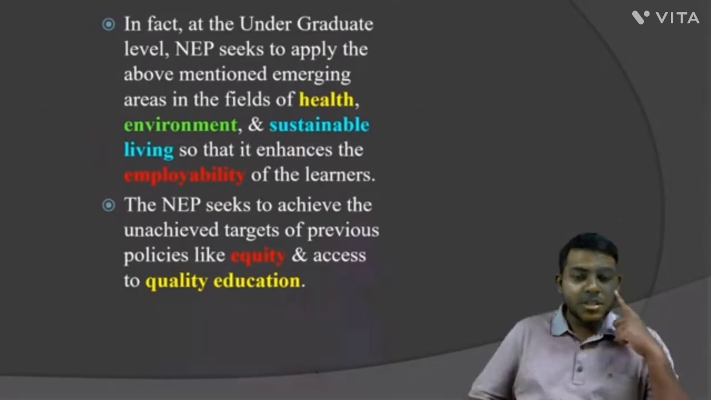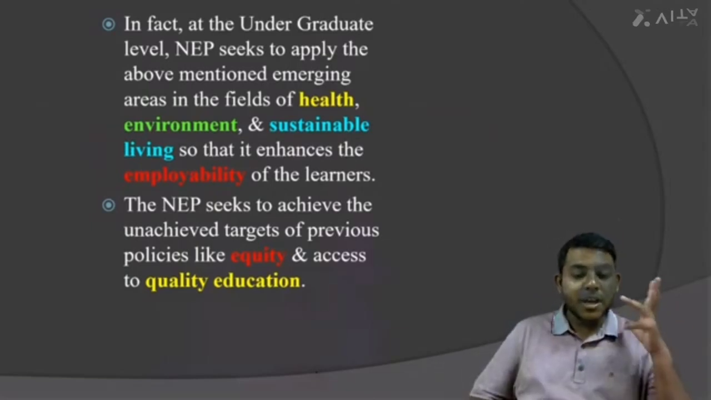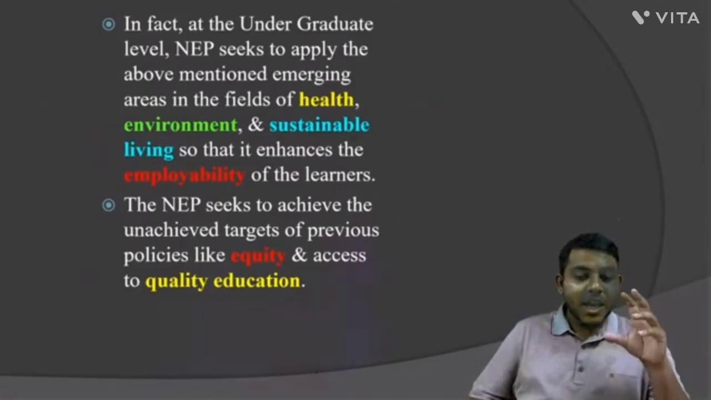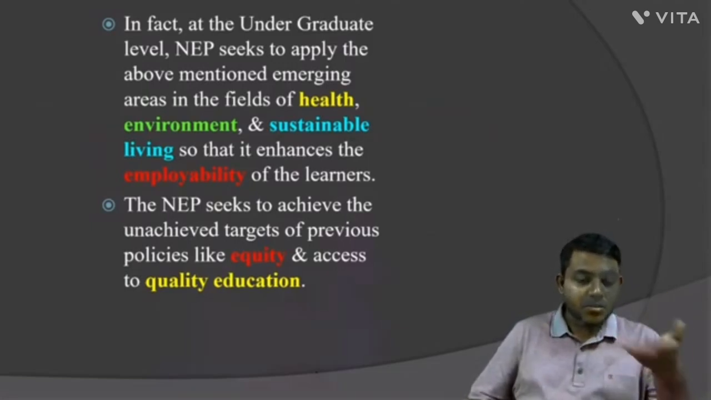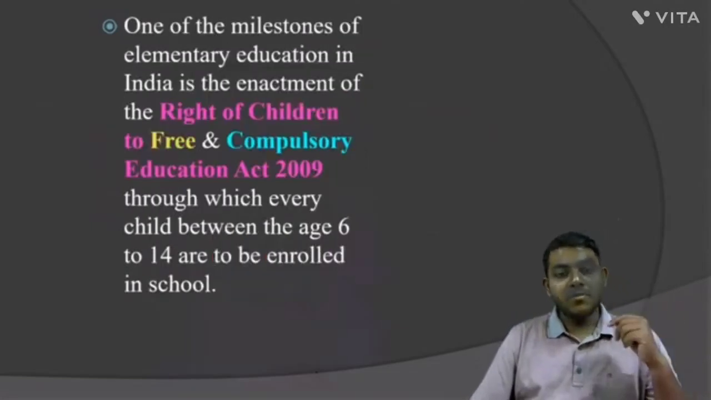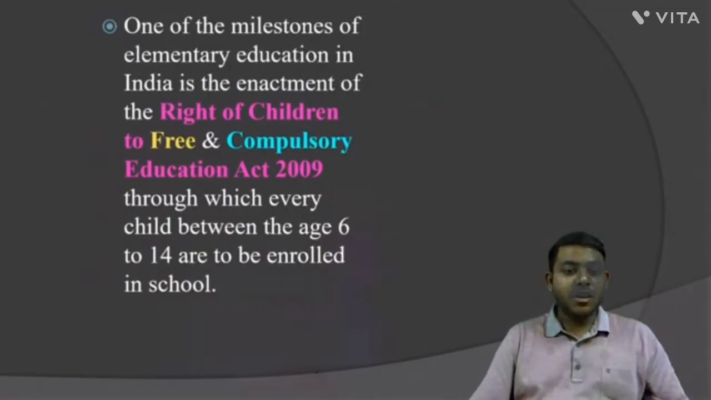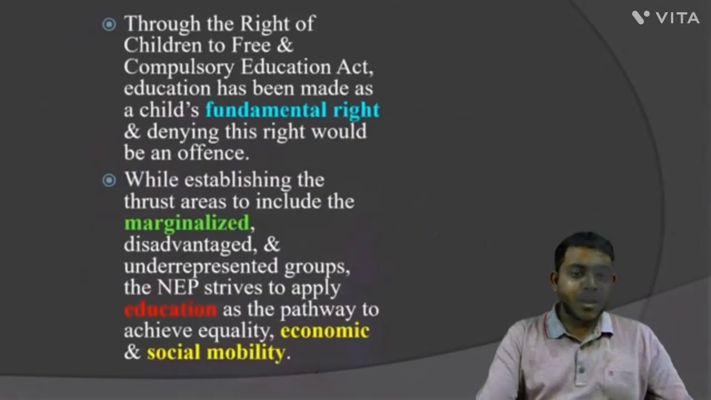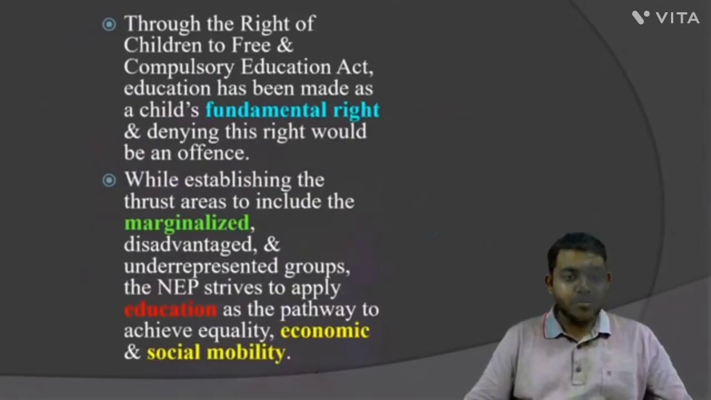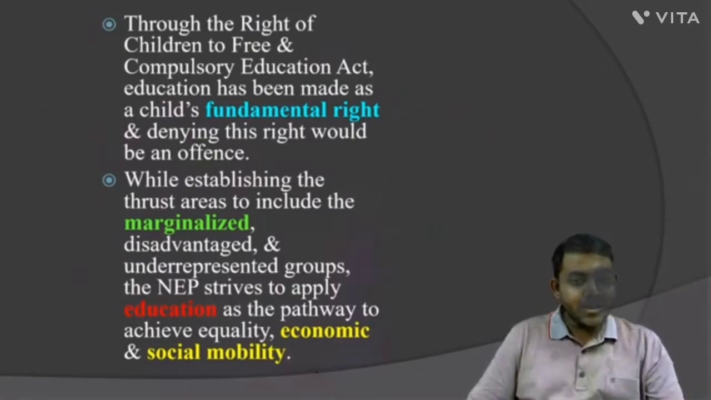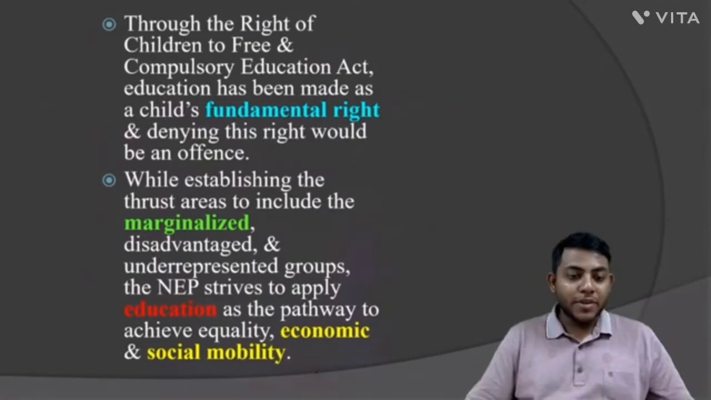And the National Education Policy seeks to achieve the unachieved targets of previous policies like equity and access to quality education. And one of the milestones of elementary education in India is the enactment of the Right of Children to Free and Compulsory Education Act 2009, through which every child between the age of 6 to 14 is to be enrolled in school. And through the Act, education has been made a child's fundamental right, and denying this right would be an offense.